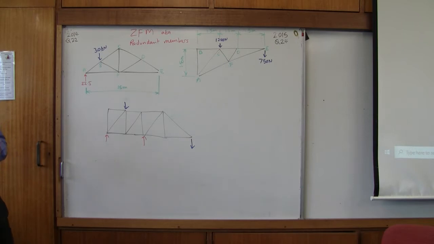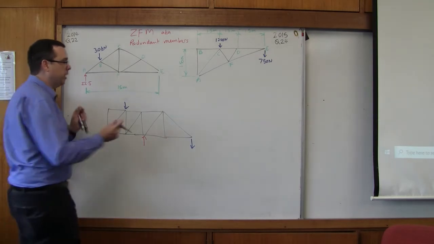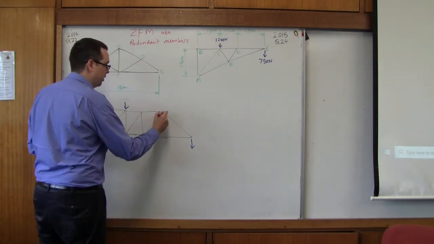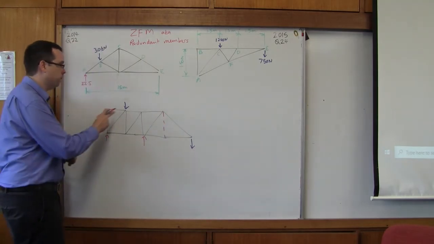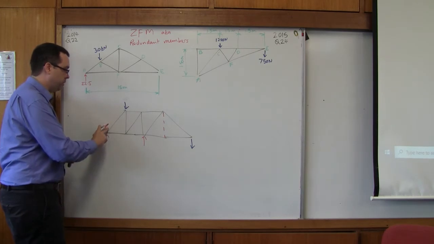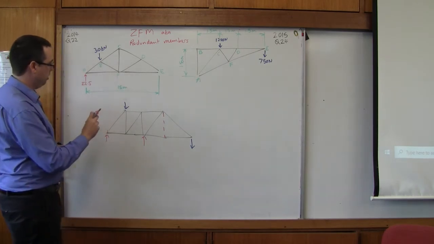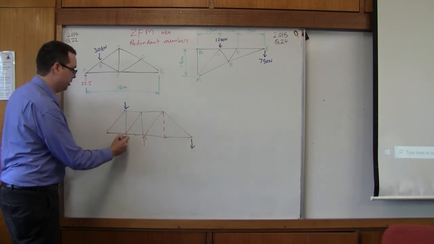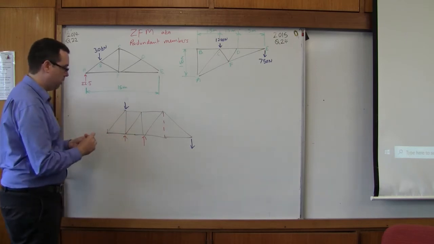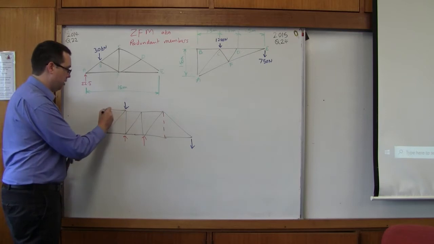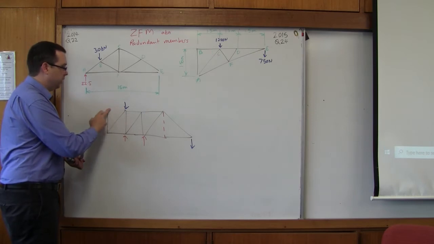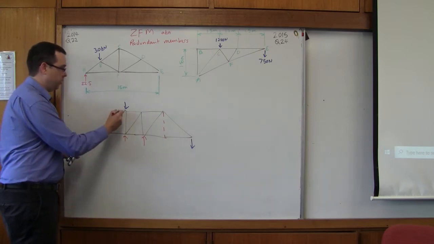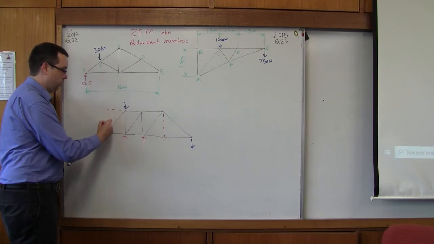Now in that case, there are two major ways that we get redundant members. So this member here is going to be a zero force member. That member there is going to be a zero force member. And both of these, remember my reactions, just to make this a bit easier. There we go. I just want to make it really clear. Okay, so these members here are going to be redundant.